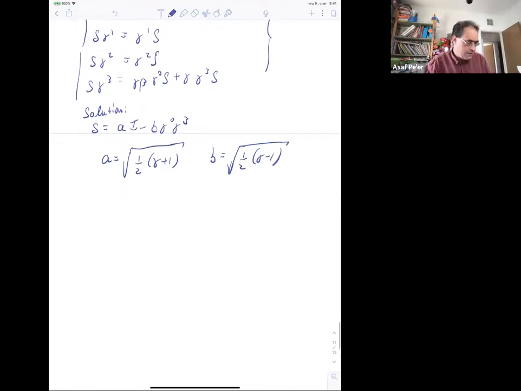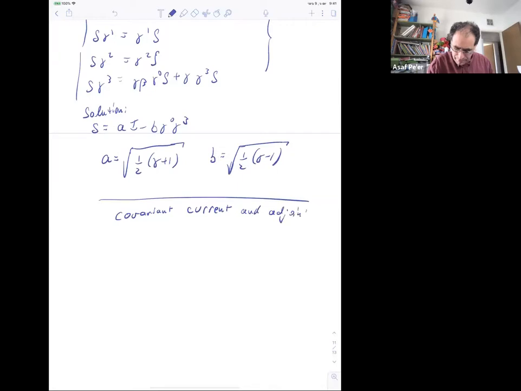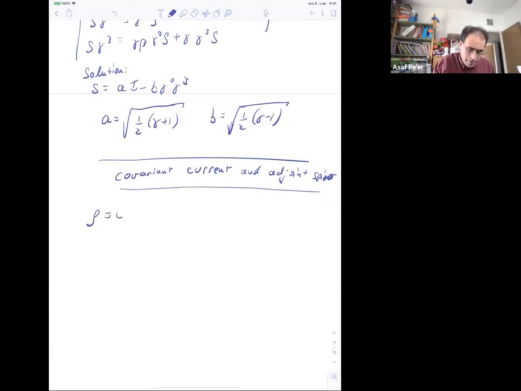Now I want to discuss the covariant current and the adjoint spinor. Okay, so we've already defined the probability density and the probability current density. So rho is just psi dagger psi, and J is just psi dagger alpha psi.